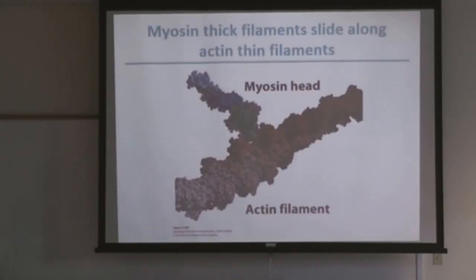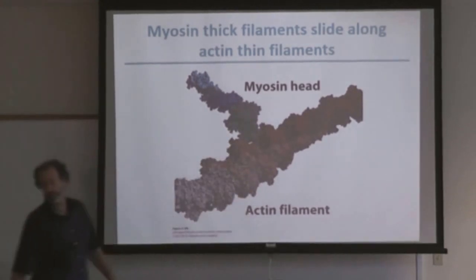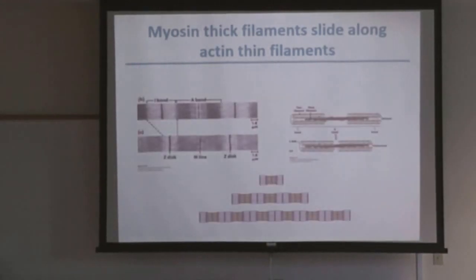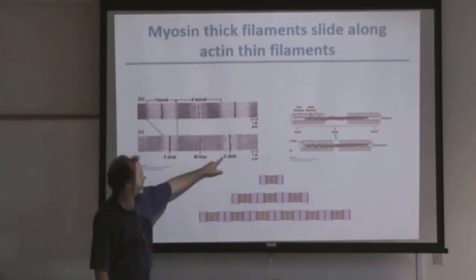Myosin head, there are binding sites on the actin filament that the myosin head will interact with. So the actin is the thin filament, and myosin makes the thick filament. Structurally, they look something like this, right? So you have an I band and an A band, your Z disc, M line and Z disc.